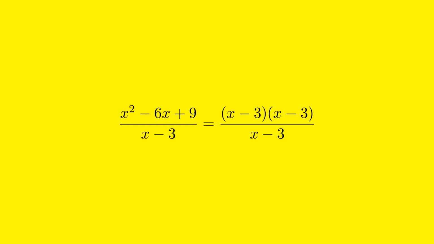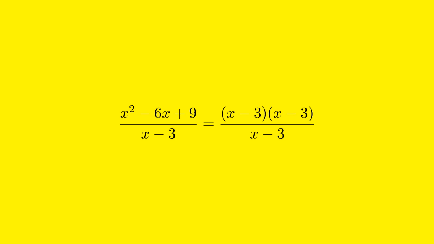To reduce the rational expression (x^2 - 6x + 9)/(x - 3) to its lowest terms, we start by examining the numerator, x^2 - 6x + 9. We need to see if this can be factored. To factor the numerator, we look for two numbers that multiply to positive 9 but add up to negative 6. These two numbers are negative 3 and negative 3. Therefore, x^2 - 6x + 9 can be rewritten as (x - 3)(x - 3).